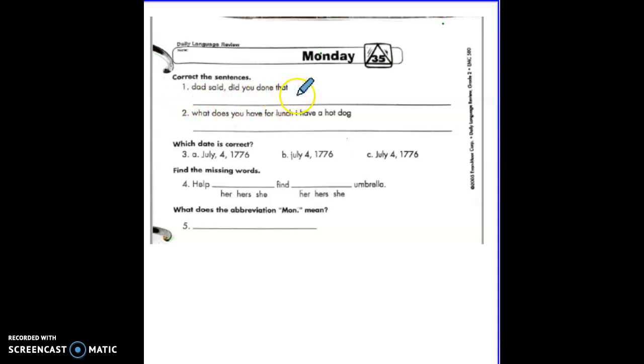Dad said, did you do that? So Dad needs to be capitalized. And then when someone is saying something, you put quotation marks. Did you do that? With a question mark. So it should look like: Dad said, "Did you do that?"